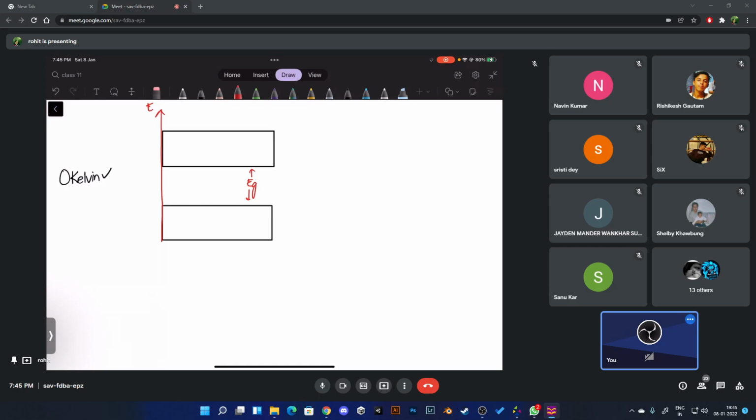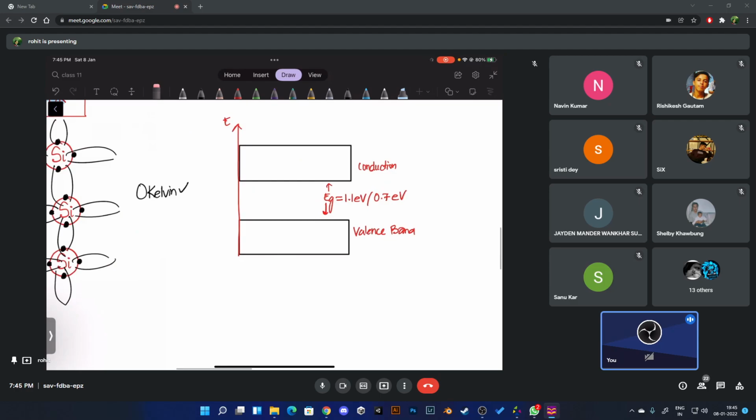Do you know the value of this energy gap, guys? How much is it? This is the valence band, this is the conduction band. For silicon, I think it is around 1.1 electron volts. Or it may be 0.7. I think 0.7 electron volts is for germanium, around this much. I'll tell you what it means. But this is the picture at what temperature, guys? T is greater than 0 Kelvin.